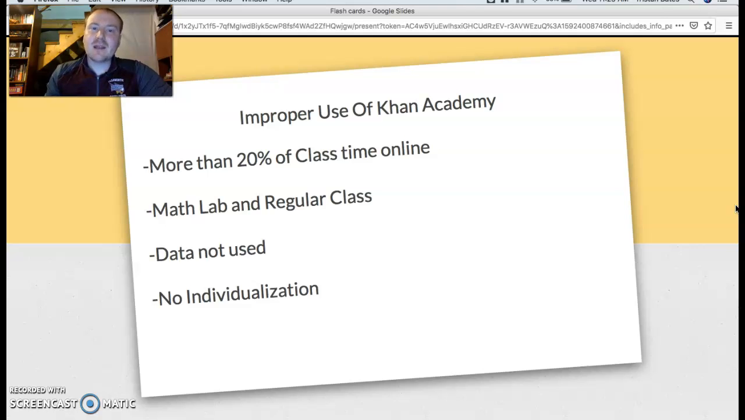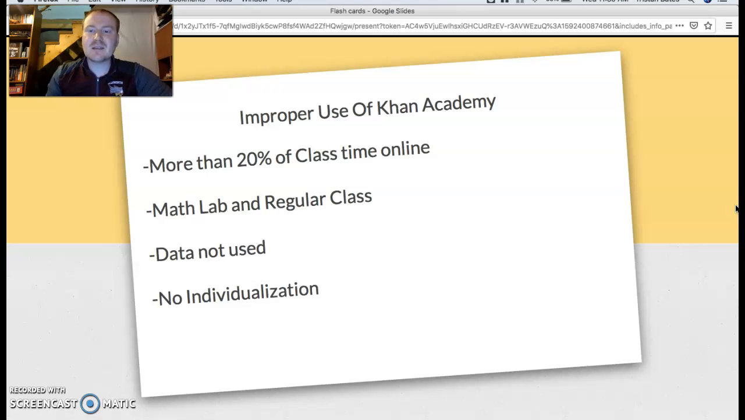Having a math lab and a regular class. So in the article I read, this class had two different math blocks in the day, a math lab and a regular class. In the math lab, they said they used online 100% on Khan Academy, watching videos and doing the practice examples. And then the regular class was just lecturing on the same topic. And when I read that, I was like, wow, this is incredibly stupid. Why would you do this? This is not how to get students interested in math at all. So definitely not doing something like that.